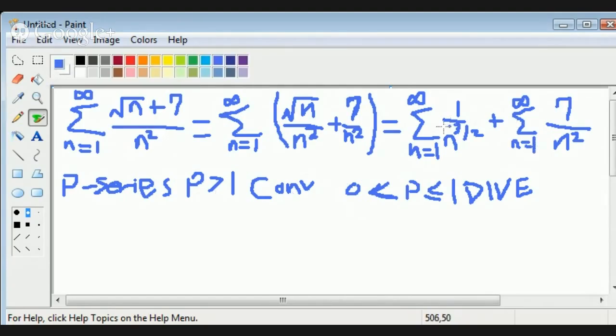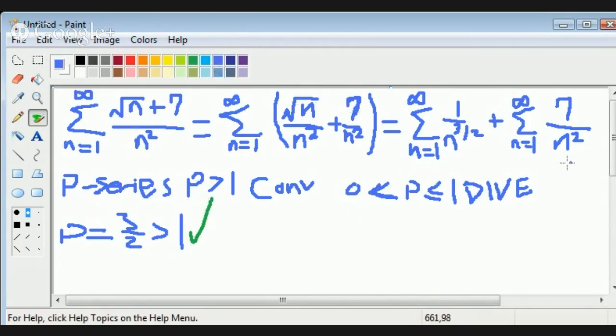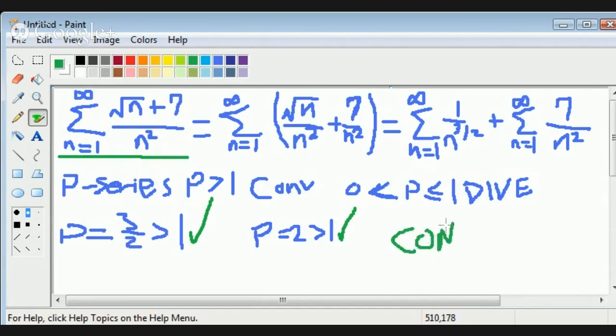So for that part, we see that p equals 3/2, and it's greater than 1. So that converges. Ding. And the next one, p equals 2. So that one converges too. Ding. So the sum of the two series converges. So in conclusion, the original series converges.